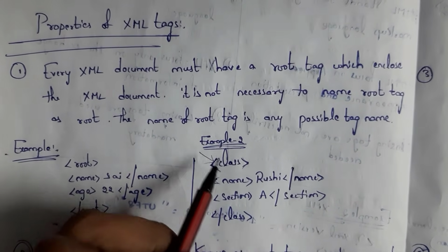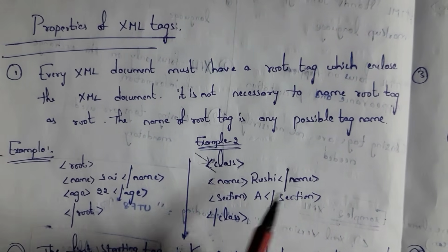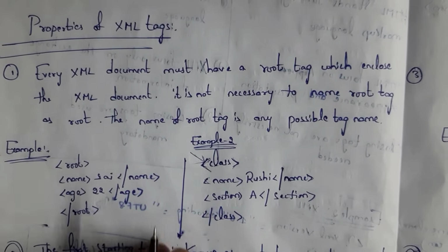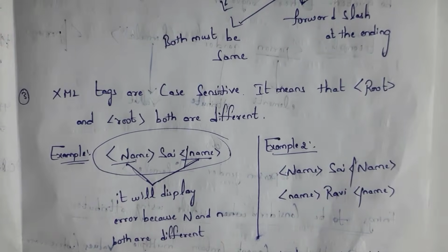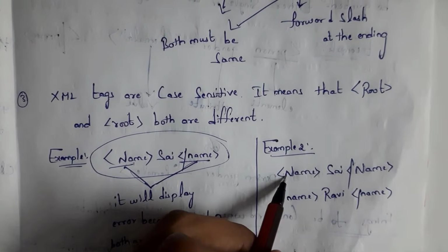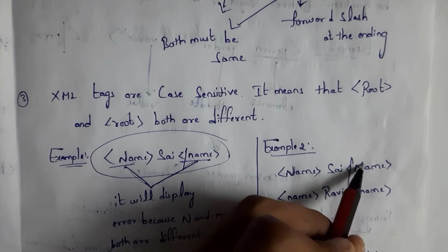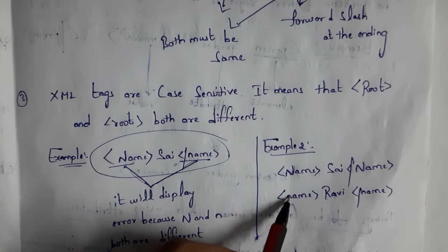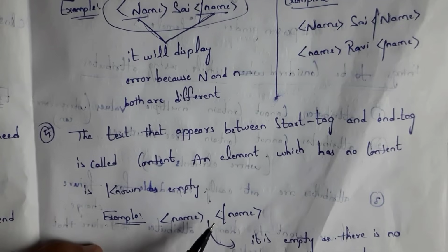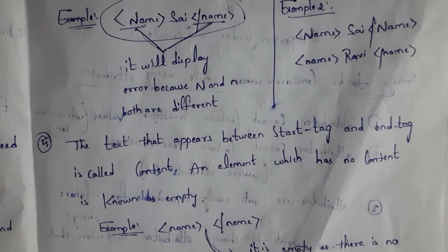Once again, I will revise. In XML, the starting tag is known as the root tag, and for every open tag, there should be a closed tag. We should definitely include angle brackets for tags. As XML is case sensitive, we need to write the same letters for both the open tag and the closed tag. For example, if you use capital N here, similarly for the closed tag you need to use capital N. If for the open tag you use small n, similarly for the closed tag you need to use small n. Tags without content are known as empty. All these are the properties of XML tags.